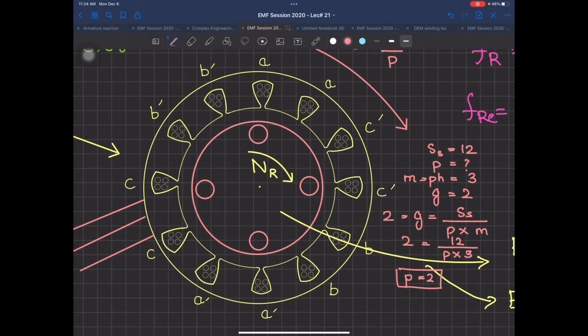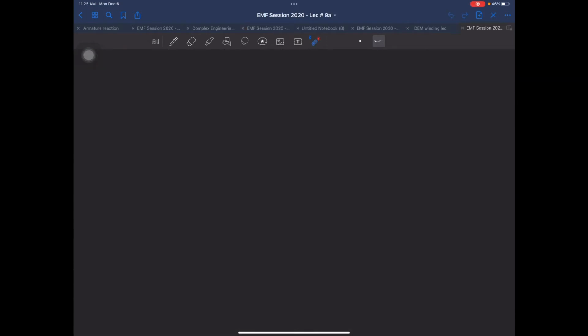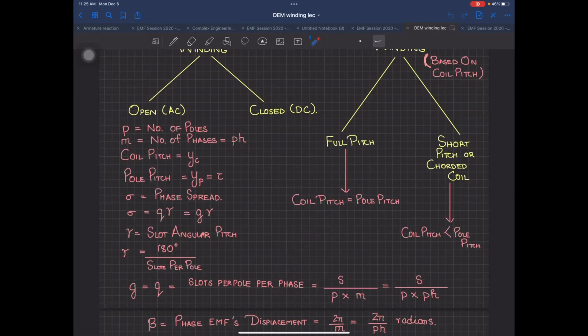Now coming on to the question which I am asking you: what is phase spread? Phase spread is this angle, from this point to this point. A phase is spreading. The angle, electrical, not mechanical, please remember, electrical angle from this point to this point is called the phase spread. Coming back to your winding lecture, the phase spread is written as this symbol over here. What do we call this? Rho symbol, I guess.